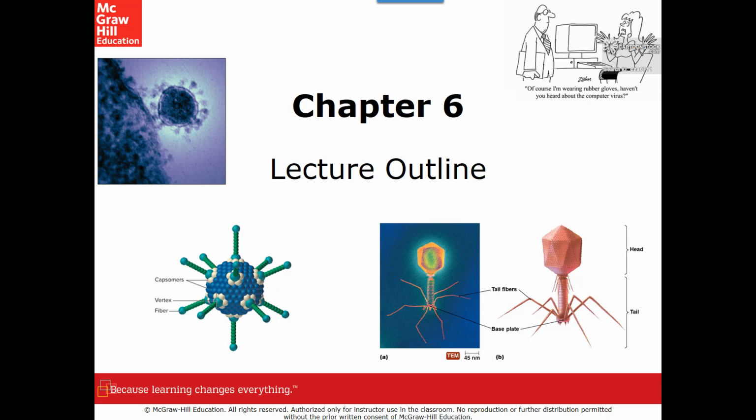In Chapter 6, we're going to take a look at viruses: what they are made up of, how they reproduce, how they get into various cells. That's everything about viruses, but then we're also going to briefly talk about prions, and I'll talk about why we talk about prions in the same chapter we talk about viruses.